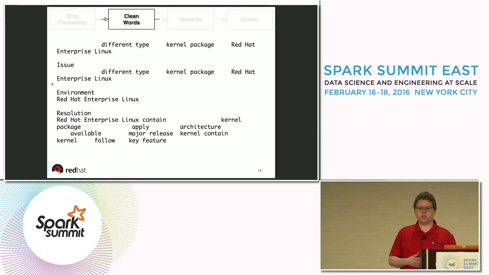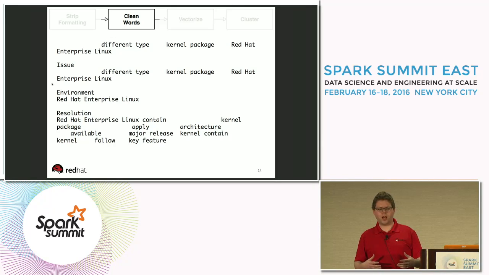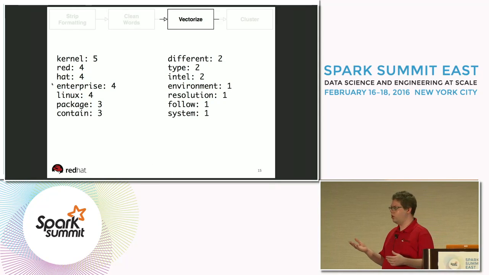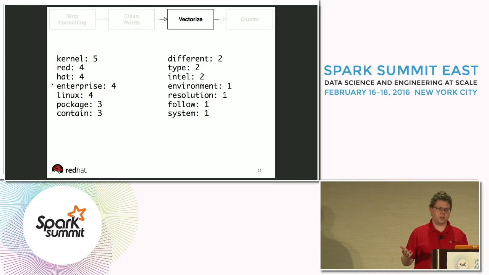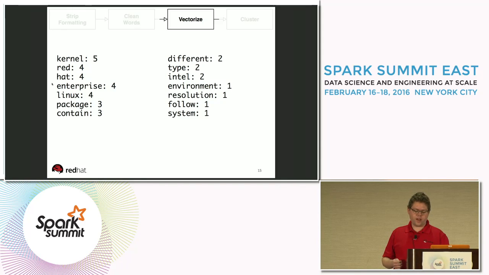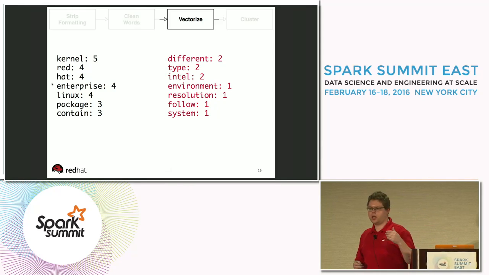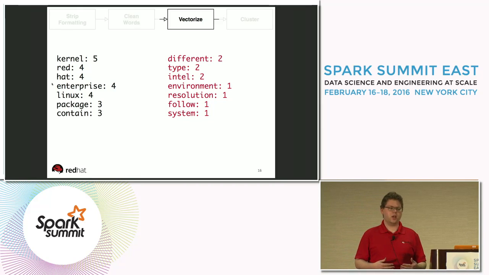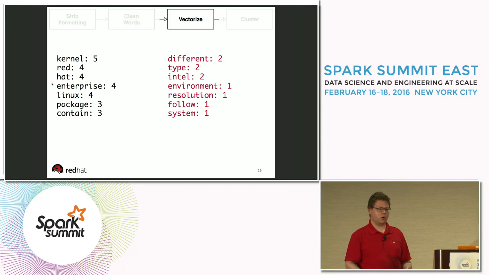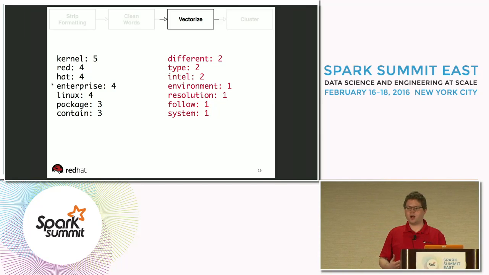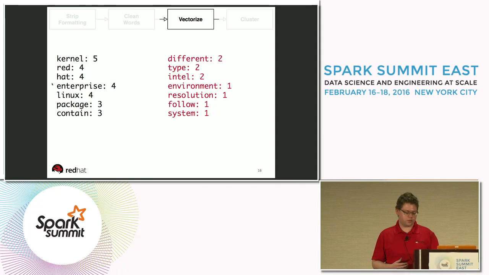So the next step is to convert this list of words for each document into word count vectors. So for example, the word kernel appears 5 times in this document. Red occurs 4 times. Hat occurs 4 times. I found that 75% of the words in our vocabulary across all the documents appear in fewer than 5 documents total. So I filtered all of these out, significantly reducing our computational requirements and memory usage.